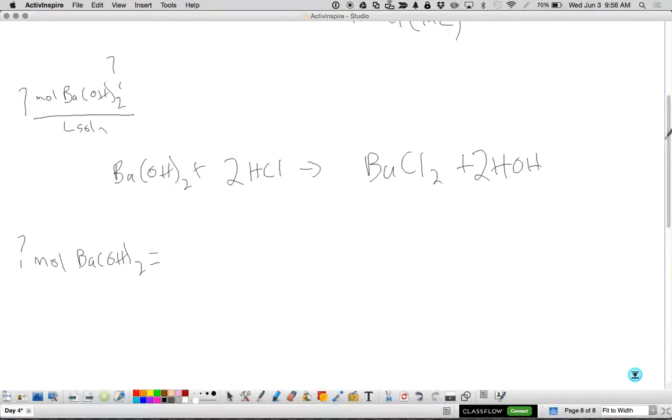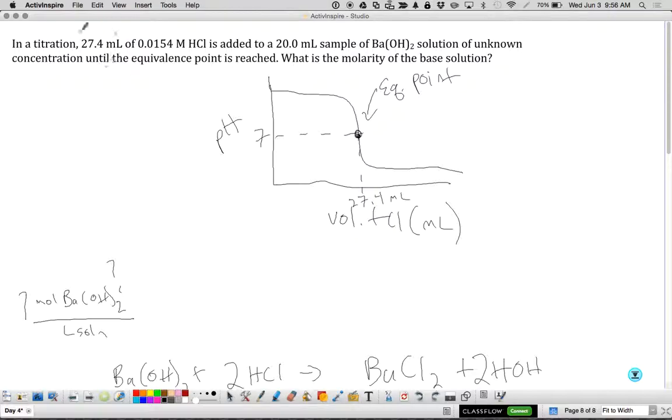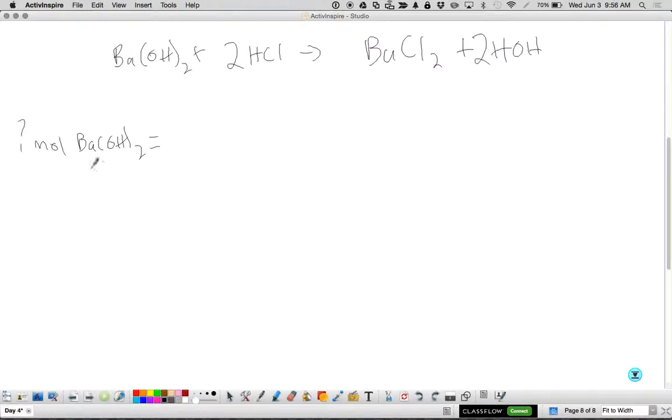And I'm again going to start with my volume of acid and not the molarity of acid, because what I'm trying to find is not in itself a conversion factor. It's a single unit. So I'm going to start with a single unit: 27.4 milliliters HCl times 1 liter over 10 to the third milliliters. I get my milliliters into liters so that I can use the molarity to find the moles.